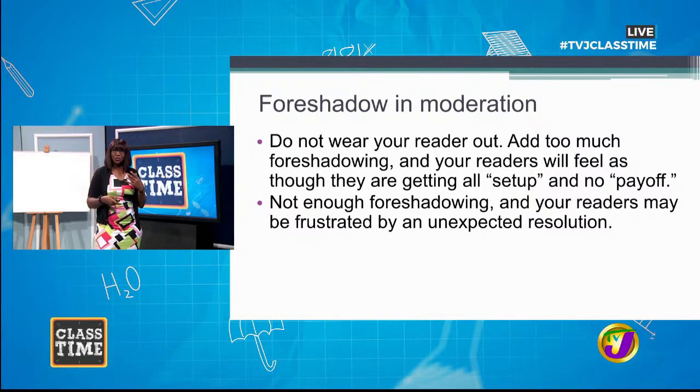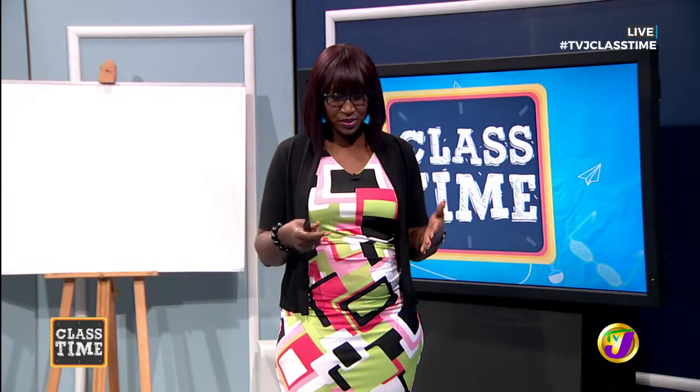And then if you don't foreshadow enough, the opposite will happen. We're going to see something and wonder, how did this come about? There was nothing to tell us that this was going to happen. So again, balance is key. So you want to make sure that you put the little hints there. You don't put them all in one place, but you spread them out enough that we get into it.